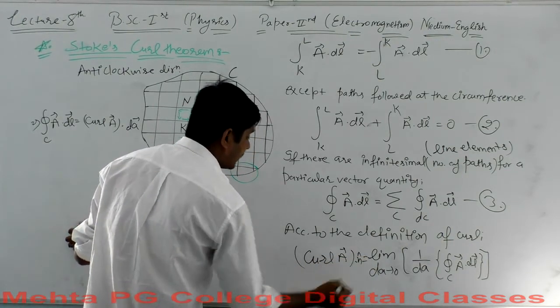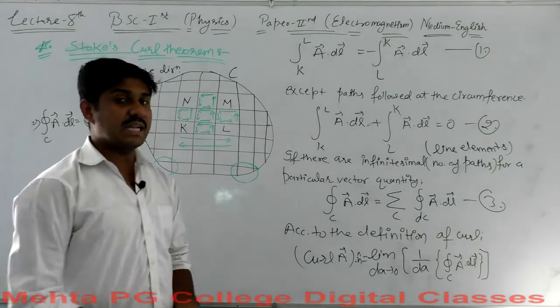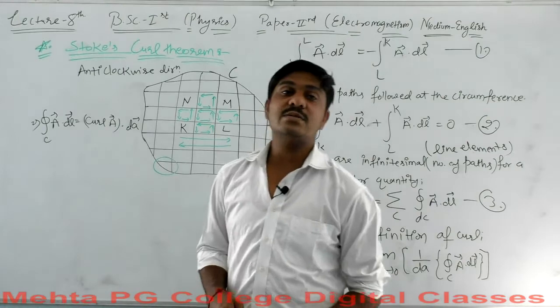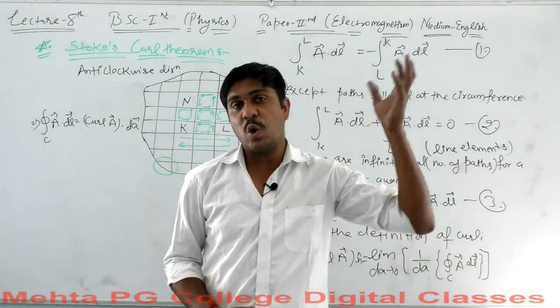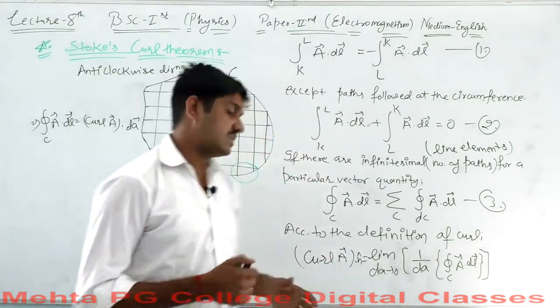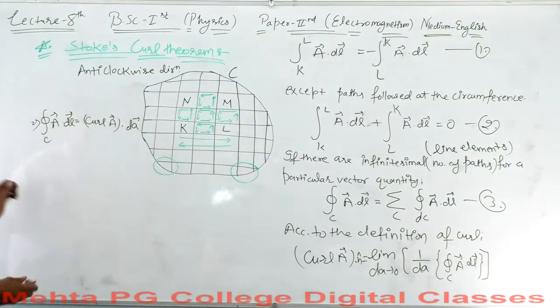There must be a unit vector associated with the curl, because curl represents a surface, but divergence does not have a direction, because divergence represents the whole volume. So this is the difference between the curl and the divergence. Okay, let's get back to the topic.